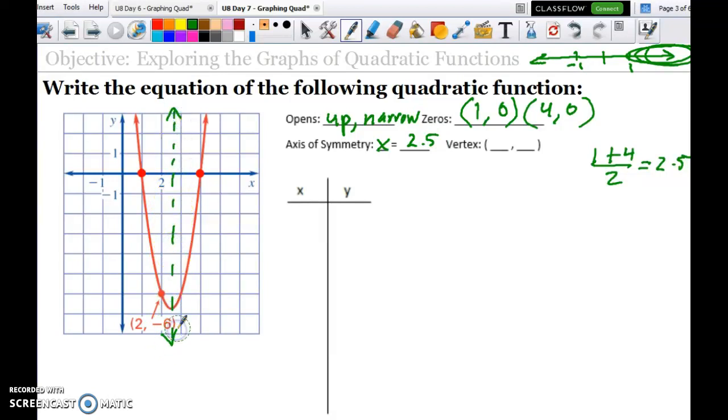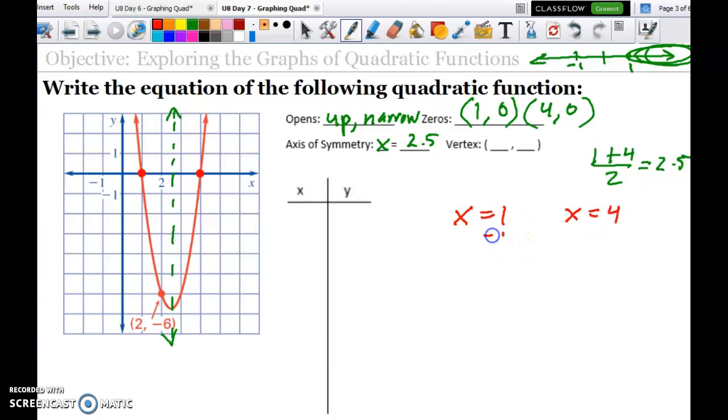Alright, so there we have it so far. Now I need to find out what my a value is, and it's going to be hard to just guess. We have a point here though that's going to help us. Because my zeros were 1, 0 and 4, 0, I know that at some point my equation had to be x equals 1 and x equals 4 for my answers.